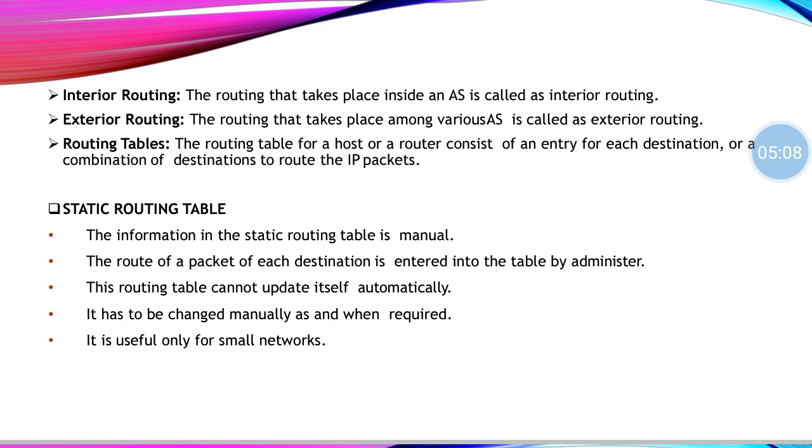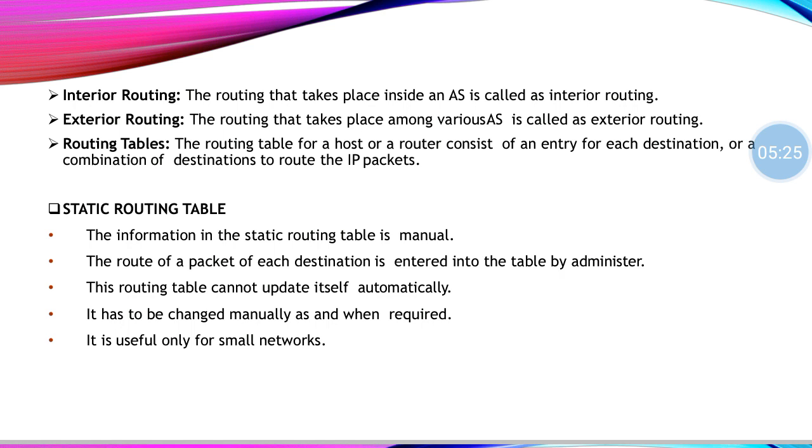Routing tables for a host or a router consist of an entry for each destination or a combination of destinations to route the IP packets. What they are trying to convey is there is no single router for the routing table. There can be many routers, right?